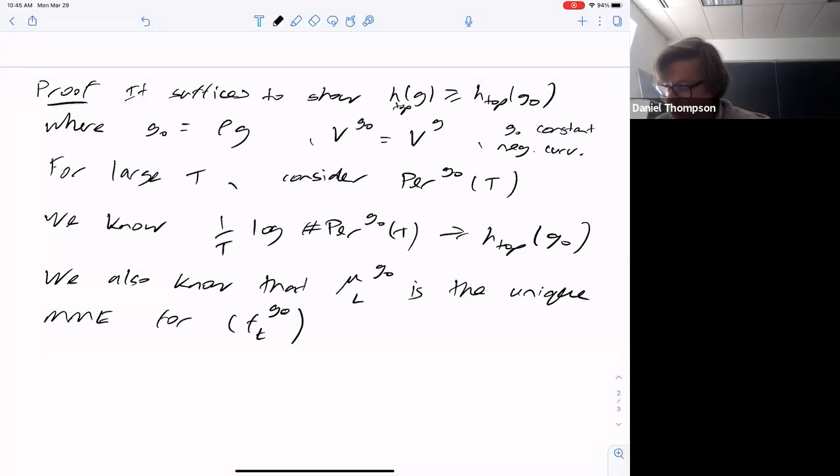Okay, so we know that the Liouville measure is doing double duty for G0: it is Liouville and the measure of maximal entropy. And I guess we're also using that the closed geodesics equidistribute. Yes, we are using that.